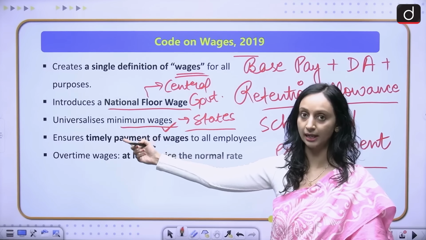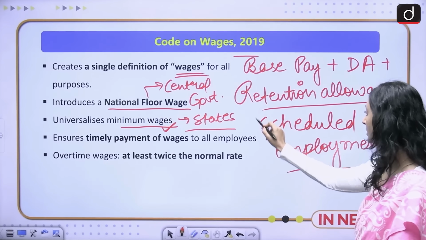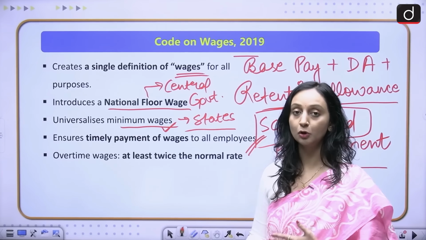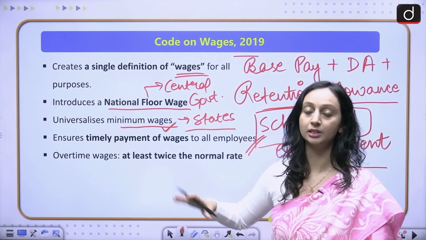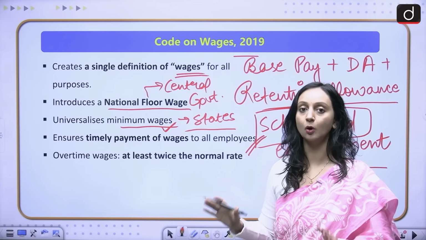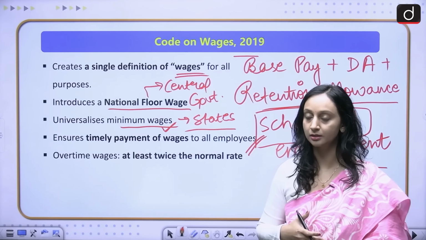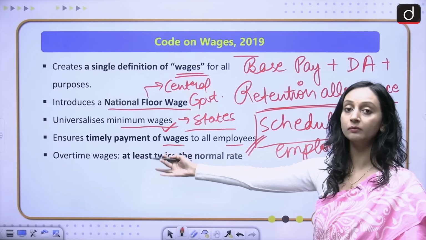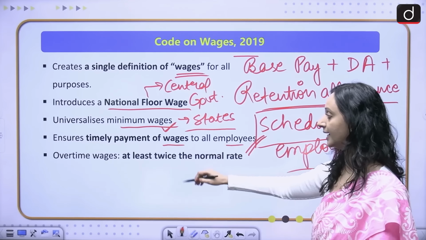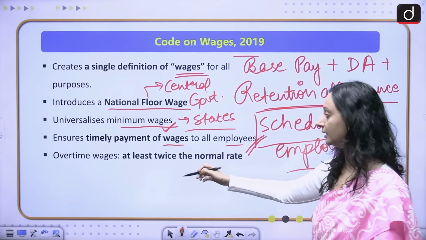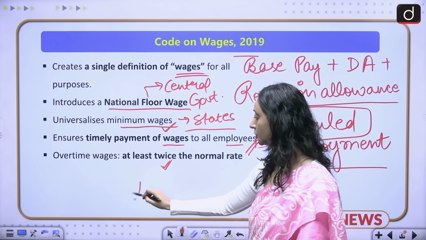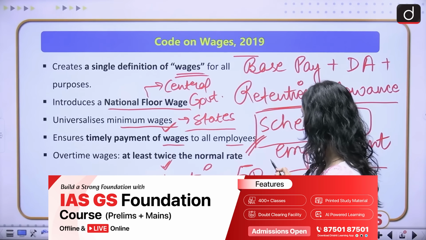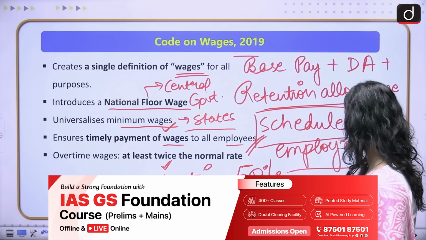So they have been universalized. Earlier they used to exist only for scheduled employment. Now they are going to exist for all types of employment. To bring about a more transparent and fair implementation process, they are now going to be implemented across all the industries, across all the sectors. Then timely payment of wages has to be ensured to all employees, and overtime wages have also been defined that they cannot be less than twice the normal rate. They'll have to be at least twice the normal rate. And the deductions in wages also cannot exceed 50% of the total pay.